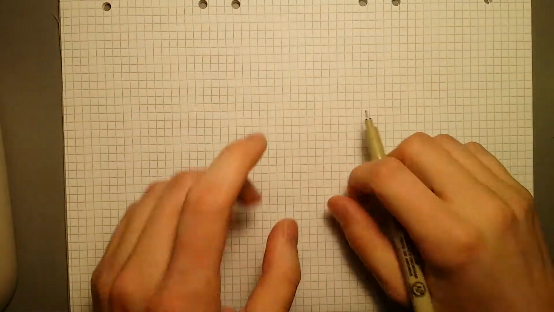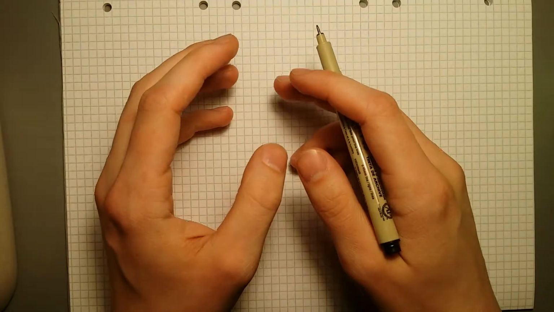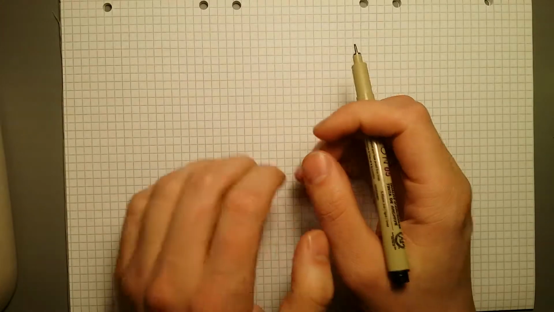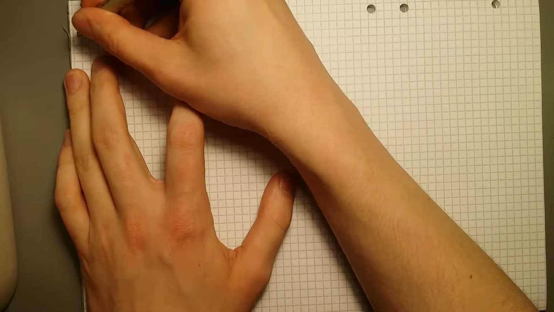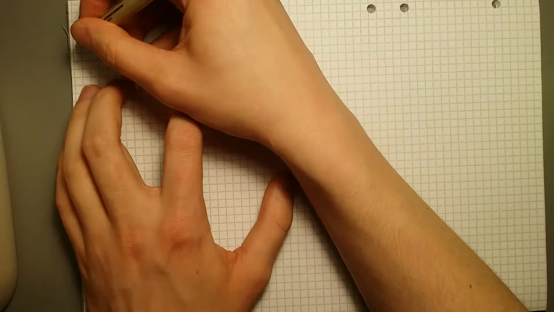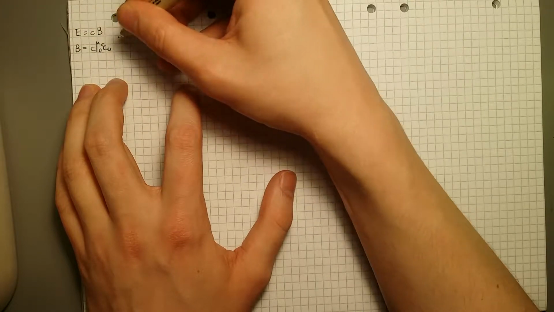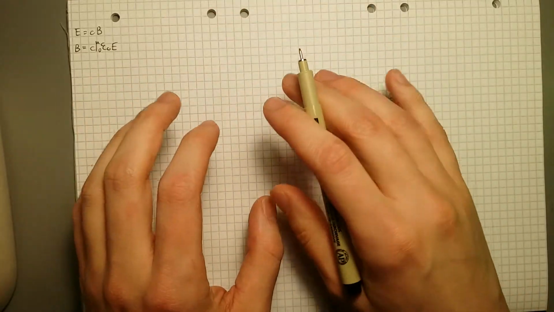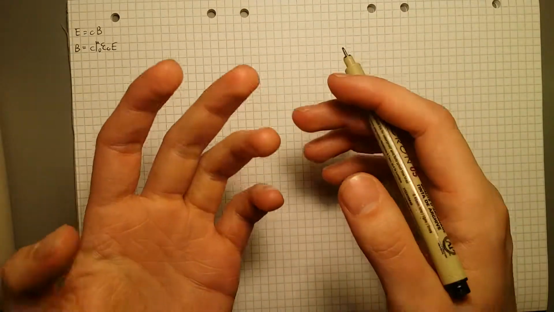Hello everyone! Today I'm going to show you two very interesting derivations about two very fundamental equations to do with electromagnetic waves. The equations I'm going to be deriving are as follows. E is equal to CB and B is equal to C µ0ε0 cE.